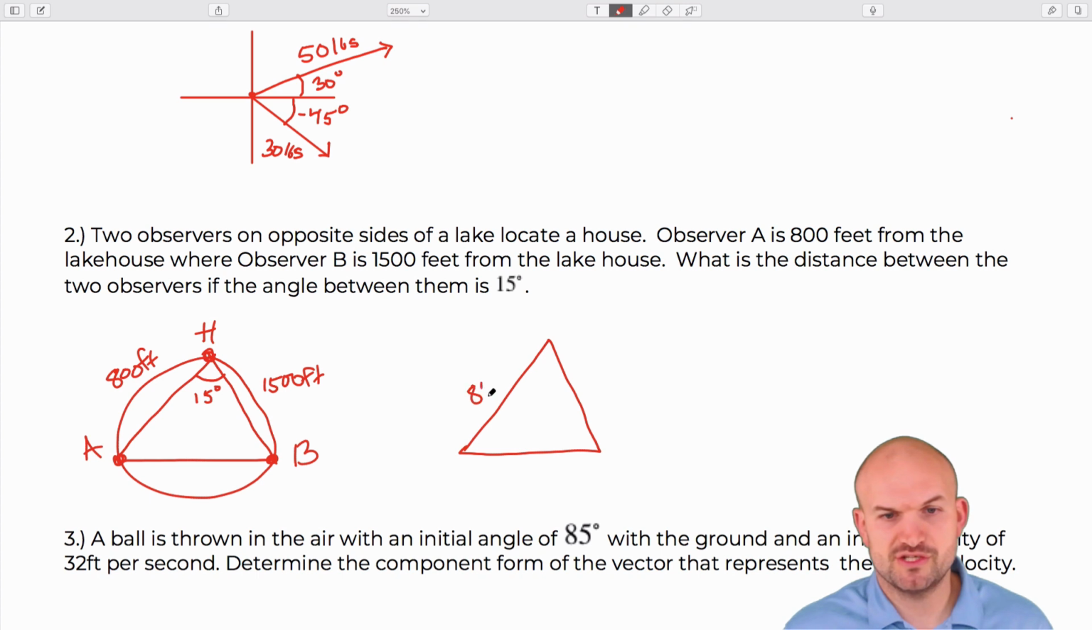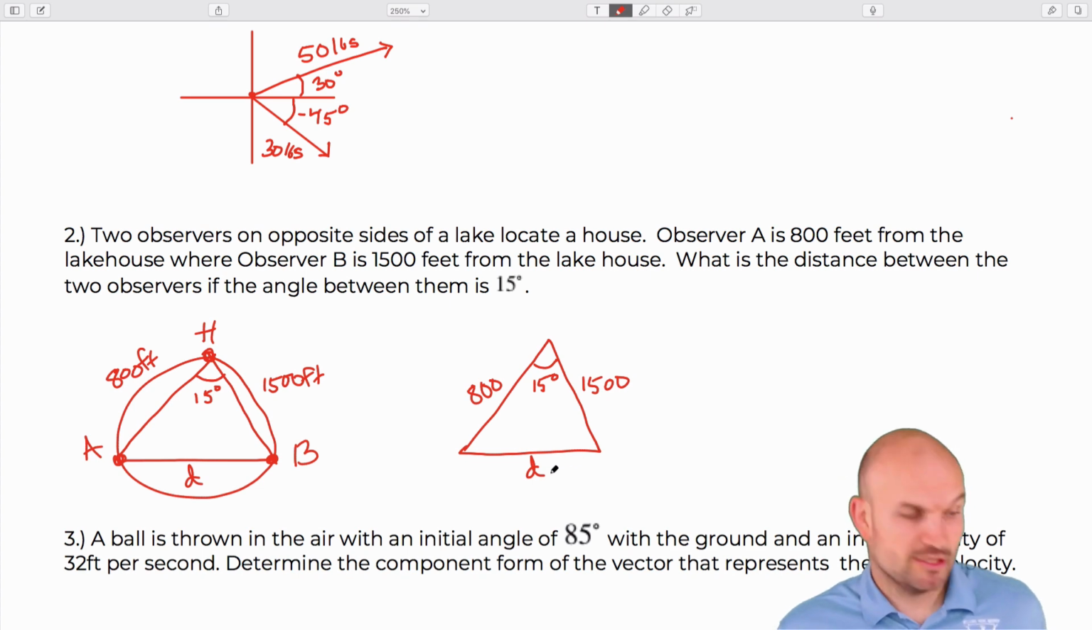Okay, so now I can just use the information here. And now I can go and use that to represent D. So D is going to be the value that we're going to be looking for.